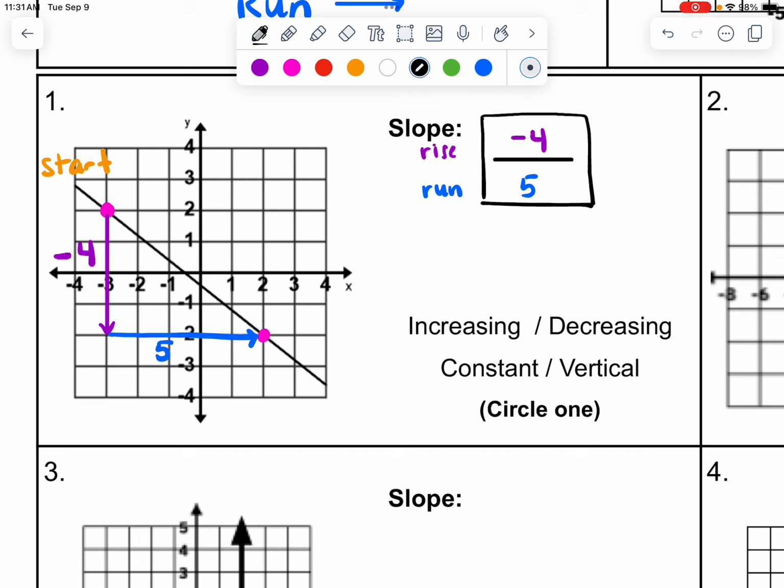What I'm going to do next is circle one of these vocabulary words. Because the line is going in a downwards direction, we say that it is decreasing. We can also see it has a negative slope.